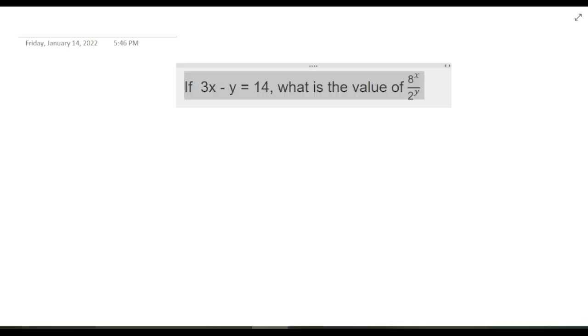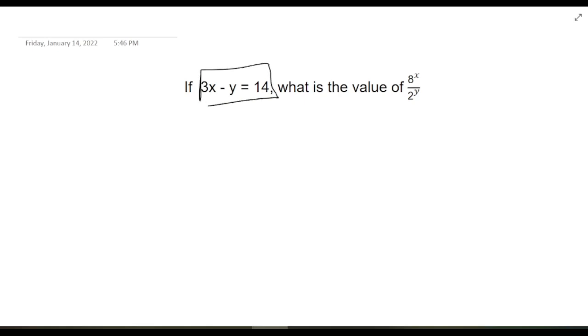Let's take a look at one more. So this one is, if 3x minus y equals 14, what is the value of 8^x over 2^y? Okay, so this one follows the same rules as the previous two, except the only difference now is that they have an equation here. But don't be frightened by that.